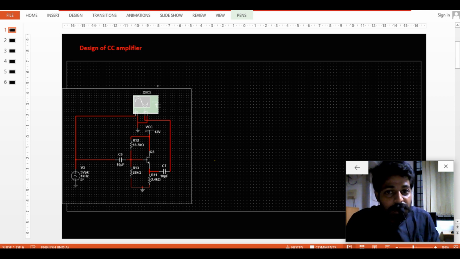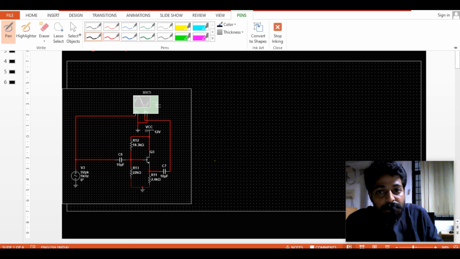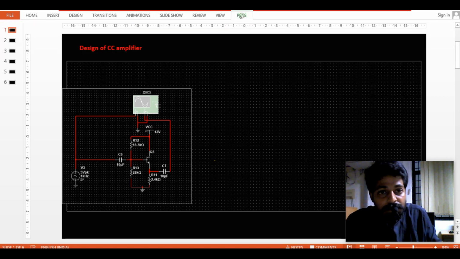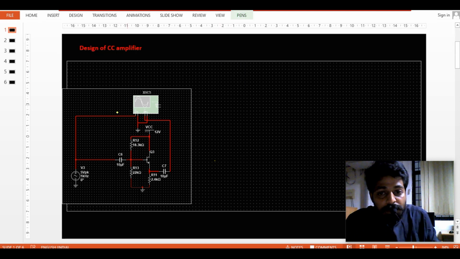Let us see the common collector amplifier design. Design means we need to know the values of R1, R2. This is R1, this is R2, this is RE. Sometimes we call it RL also.